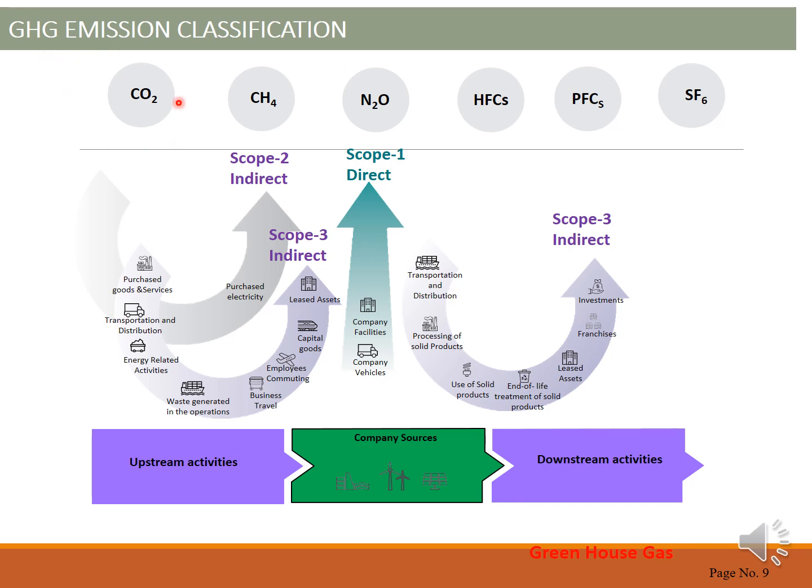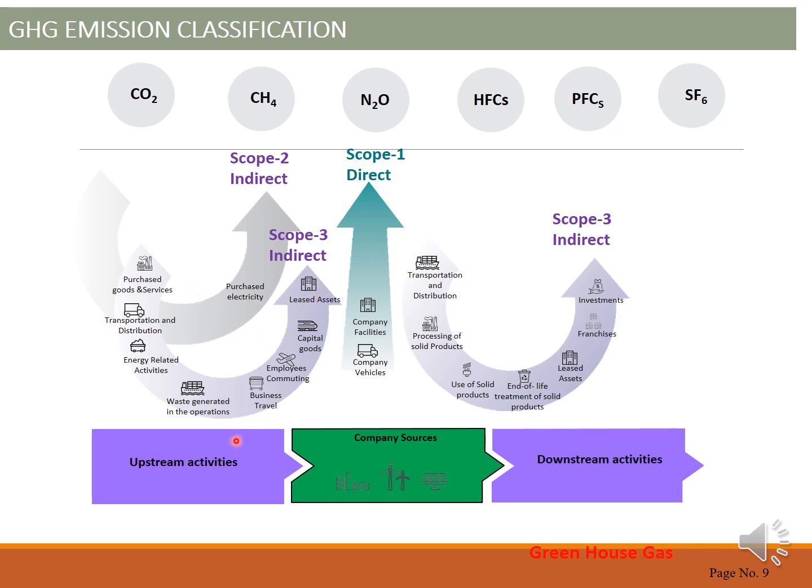So, as we discussed, there are six gases. Whatever emissions we get from company owned sources come under Scope 1, that is direct. And Scope 2 covers purchased electricity. Whatever is generated outside and comes to our plant and is used inside comes under Scope 2.